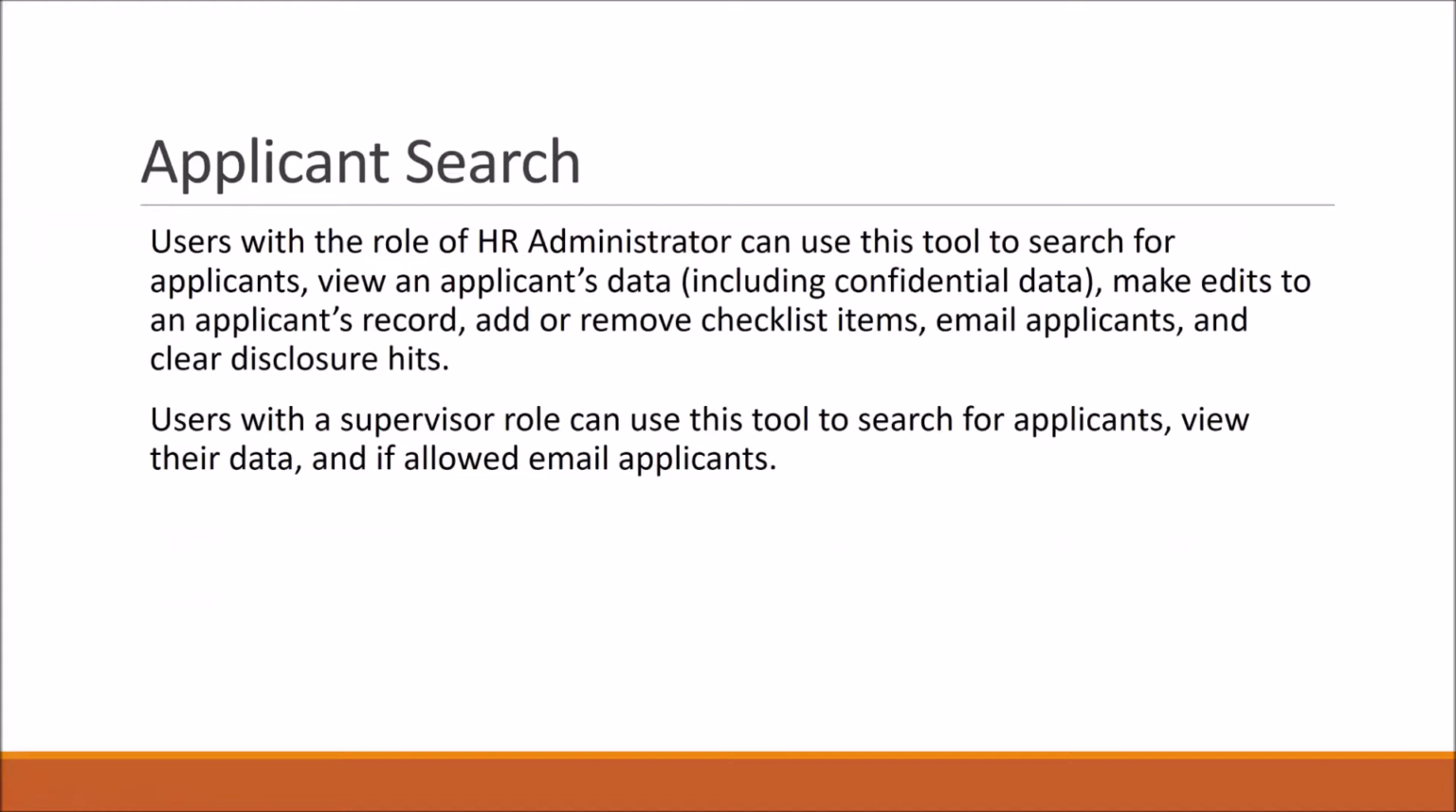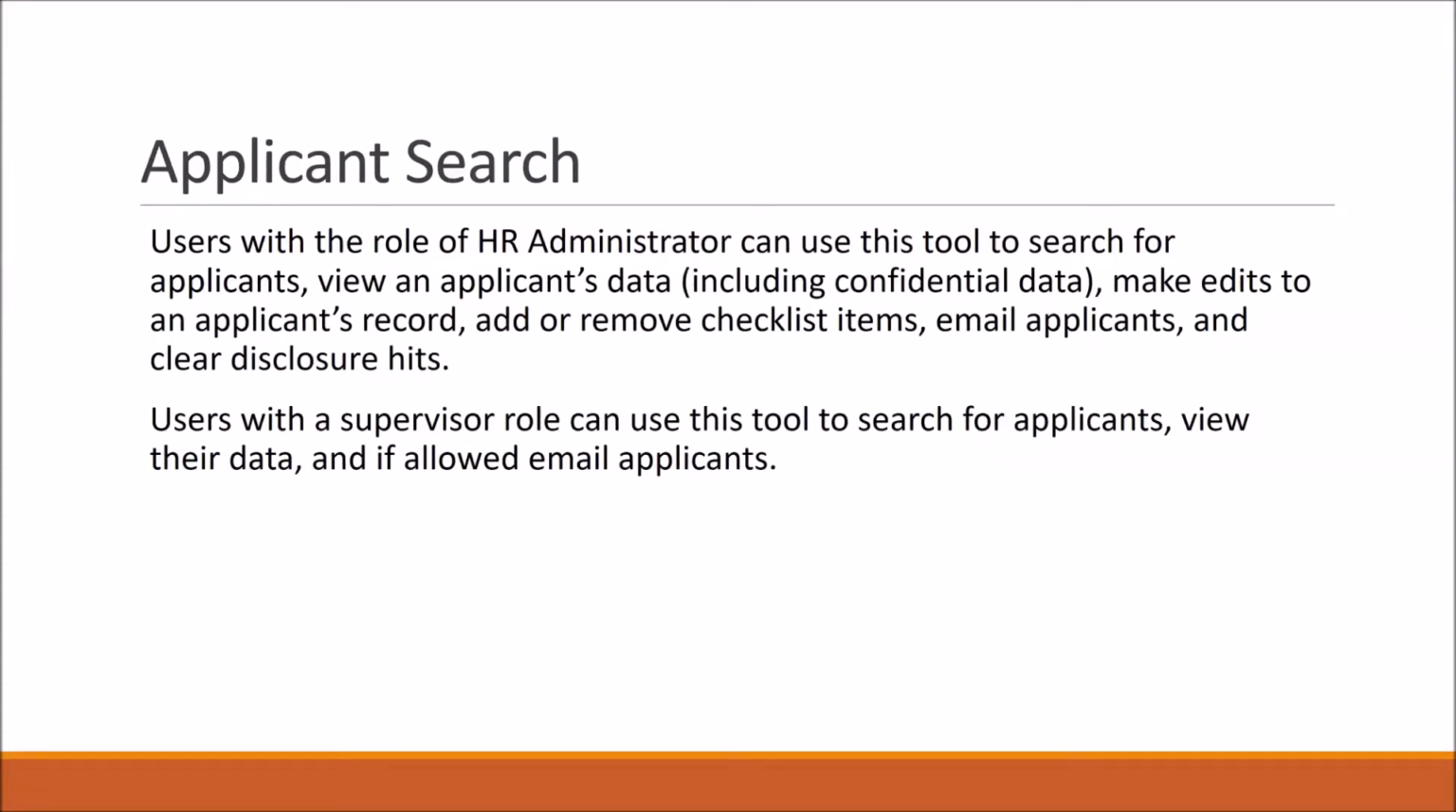You're going to be able to view their data, including the confidential data. You're going to be able to make edits to their applicant records, so you'll have the pencil and can actually open the record up, where you can add and remove a checklist item. You'll be able to email applicants, and you'll be able to go in and clear hits, put people on hold, put someone on applicant alert, add a trait, add an event, add a comment. So you have a lot more access than someone who just has a supervisor role. A user with a supervisor role can search for applicants and view their data, and if you choose to allow them, they can email applicants. So I always remind people that things are a little different.